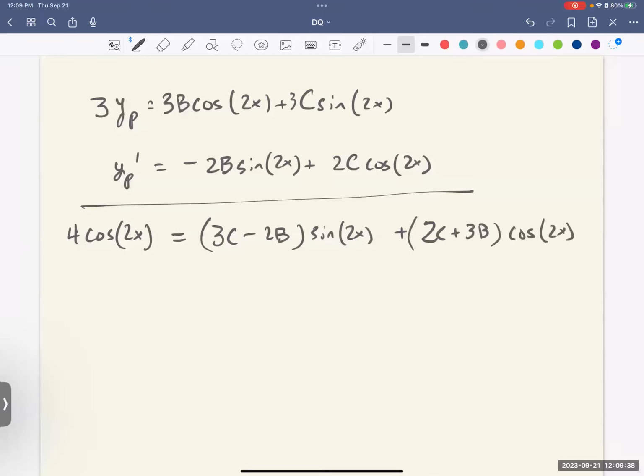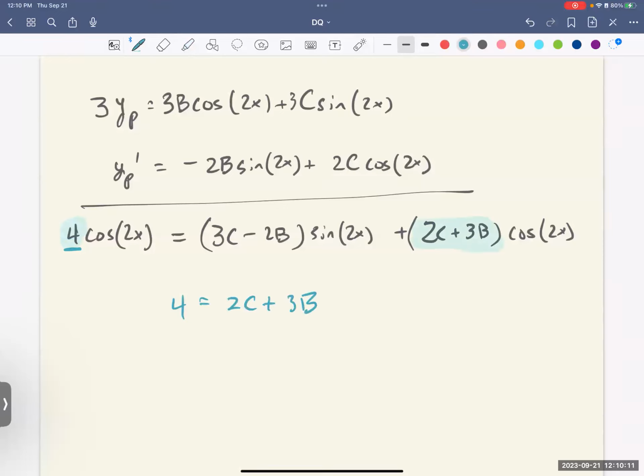And now you compare coefficients. The left-hand side of our equation has a 4 on the cosine 2x piece. There's the 4. That means 4 is equal to 2c plus 3b. Let's write that out: 4 is 2c plus 3b.